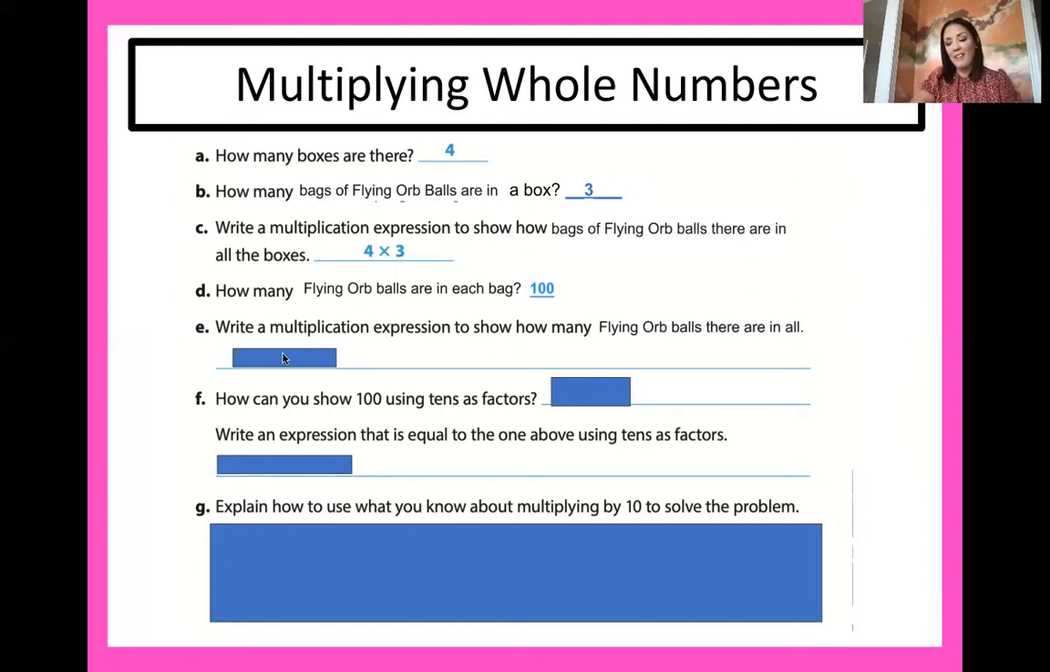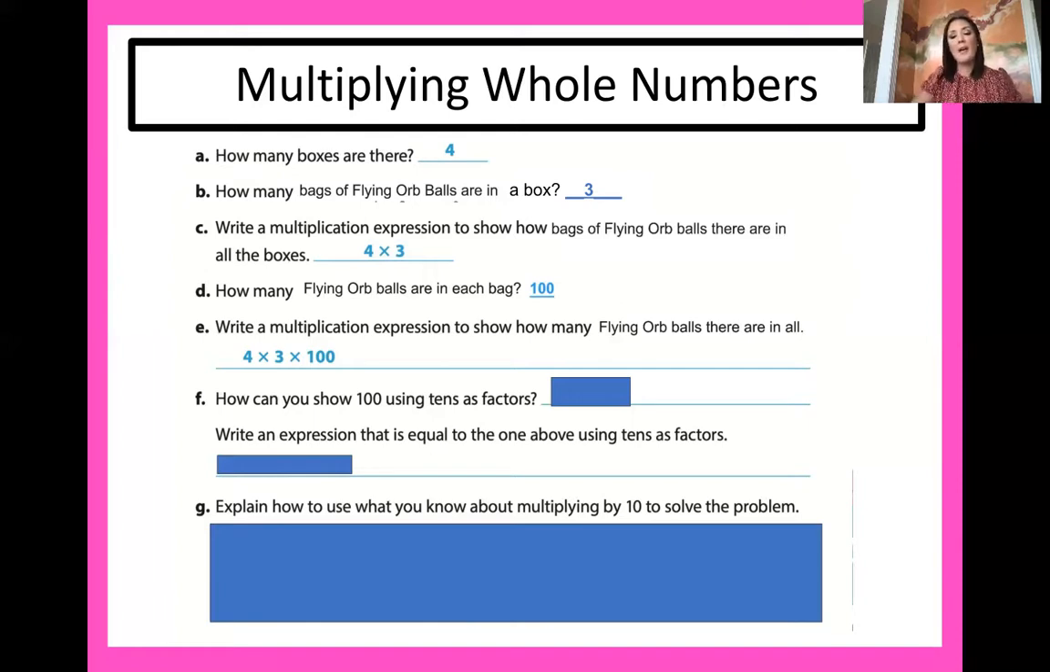So let's see what you got. Great job putting it in the chat. Okay, so we have 4 multiplied by 3 multiplied by 100. And again, we're breaking this down into super small chunks. So here is how you're going to have to now go into that file cabinet inside your Math Whiz kid brain and pull out some information that you learned in 3rd grade and that we touched upon again at the beginning of 4th. How can you show 100 using tens as factors?